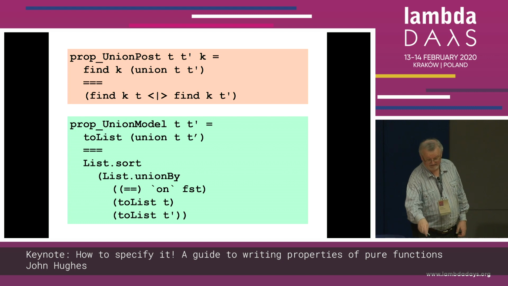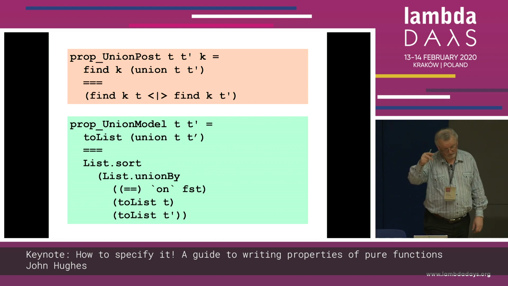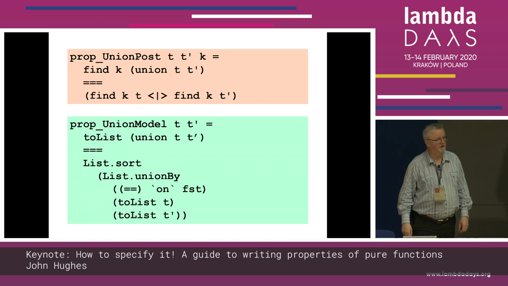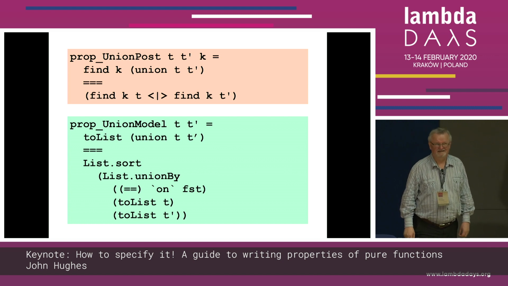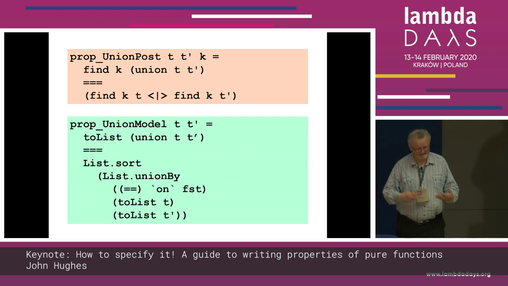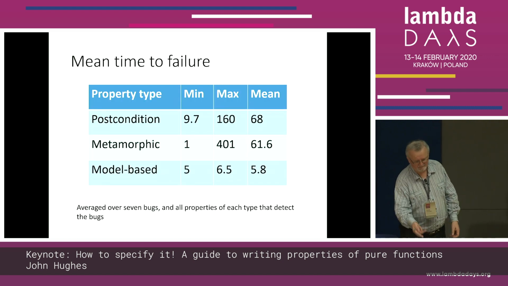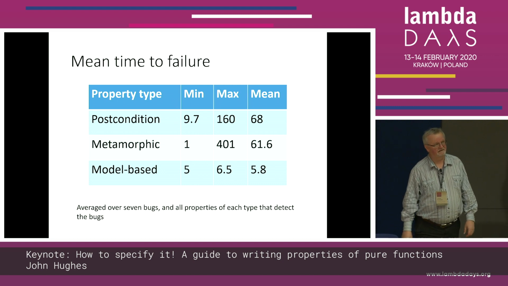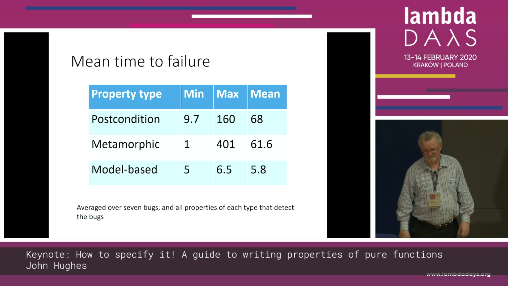Now, you might be thinking that the lower property contains more code. It's probably slower to test. Well, yes, it is, but it's not 8 times slower to test, which is what you would need to get the same performance. In practice, the model-based property is going to be much faster for finding this kind of bug. Okay, so that's one example.